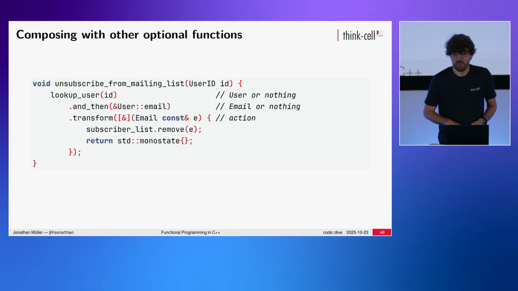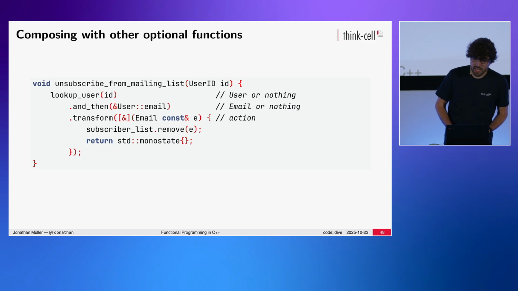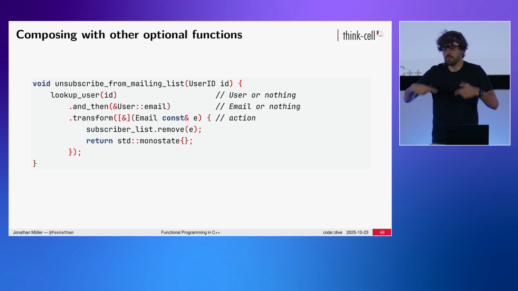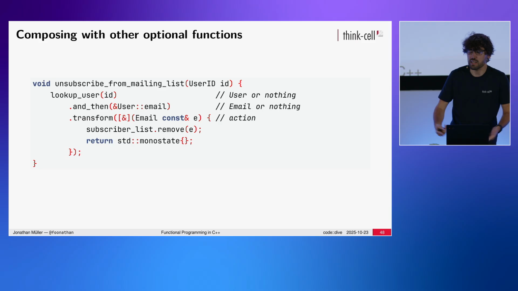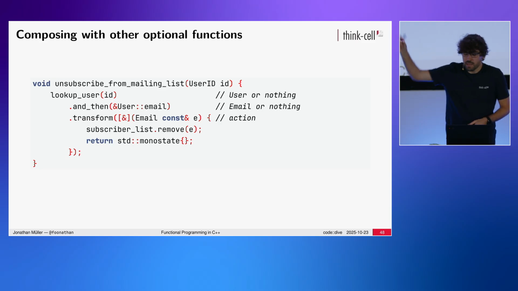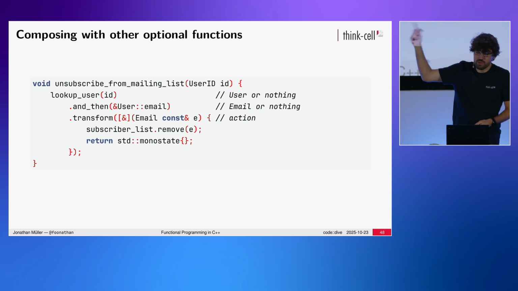And now if we combine that into the entire pipeline, we have the lookup the user, then we do and_then to get the email, and then we do the action. And one really nice thing about writing it this way is that we immediately see all the intermediate steps that can introduce additional failures, right?